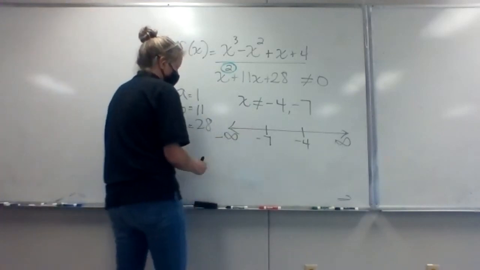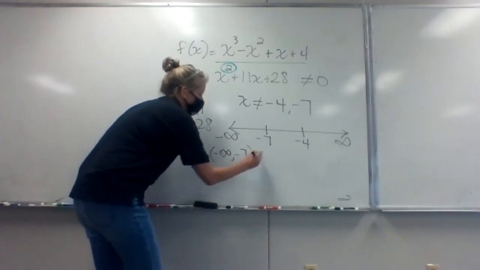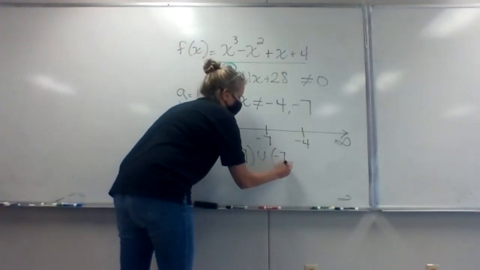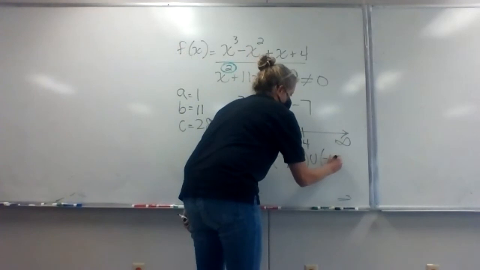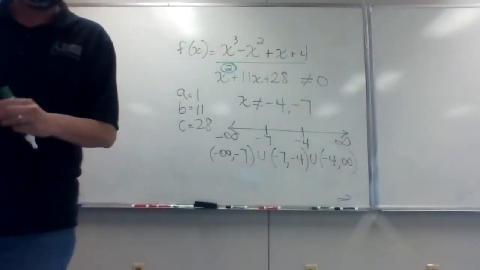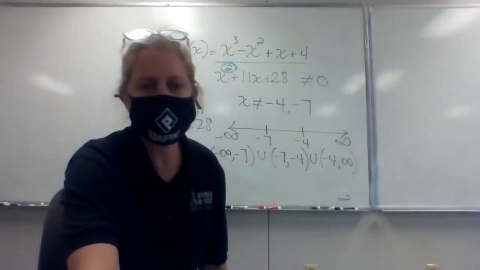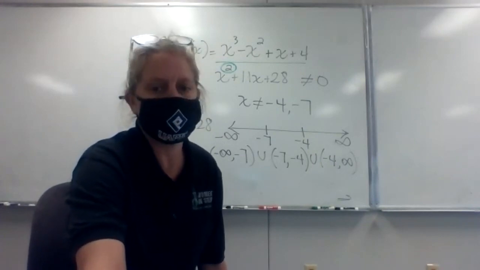So here's your intervals, negative infinity to -7. And in between -7 and -4. And above -4. So -4 to positive infinity. So again, short and sweet, just practicing and getting ready for 8.5.